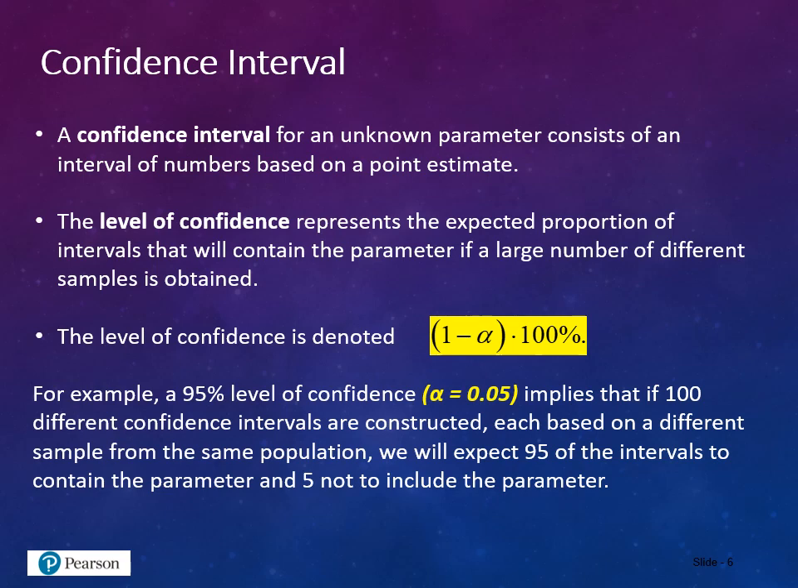The level of confidence represents the expected proportion of intervals that will contain the parameter if a large number of different samples is obtained. And the level of confidence is denoted as 1 minus alpha times 100%. For example, a 95% level of confidence, which would mean alpha equals 0.05, implies that if 100 different confidence intervals are constructed, each based on a different sample from the same population, we will expect 95 of the intervals to contain the parameter and 5 to not include the parameter.